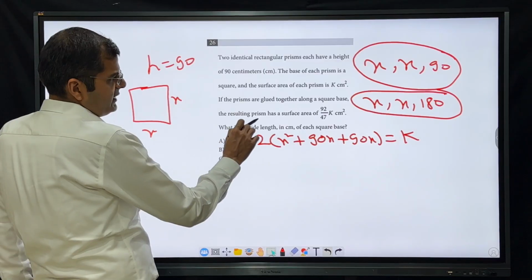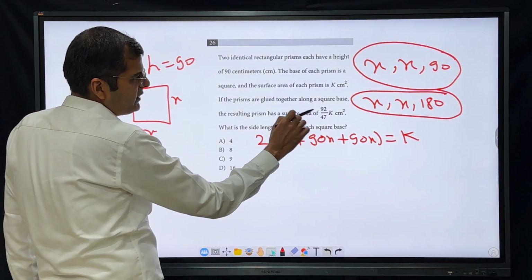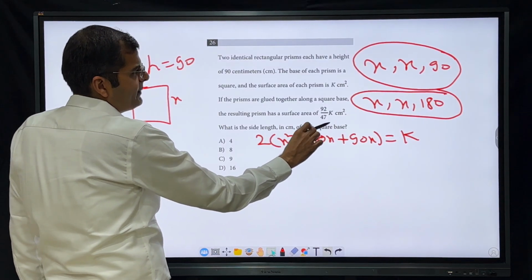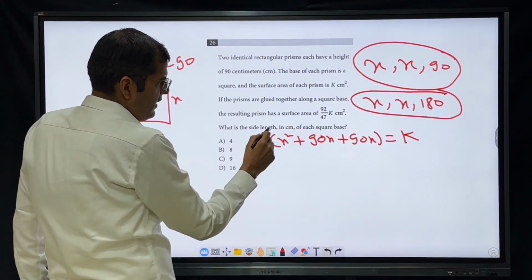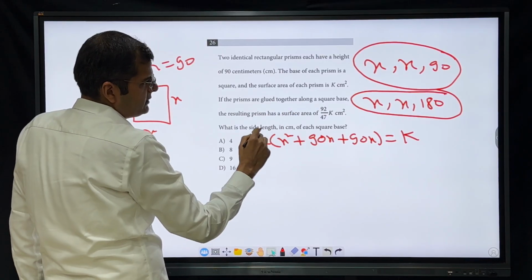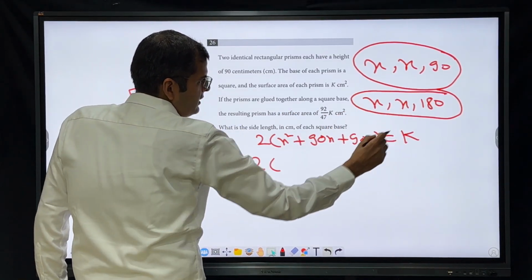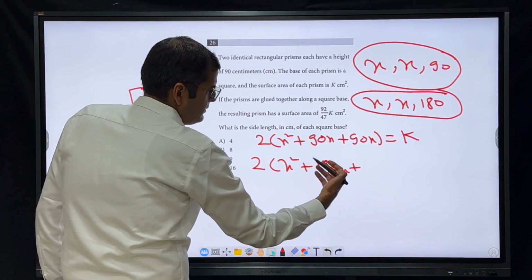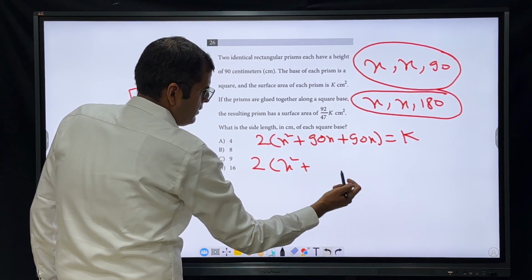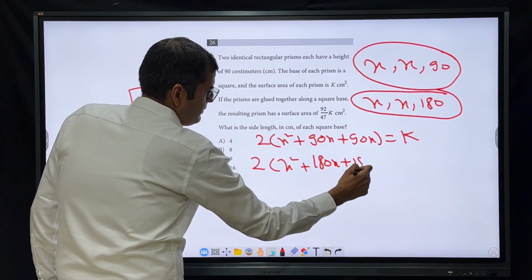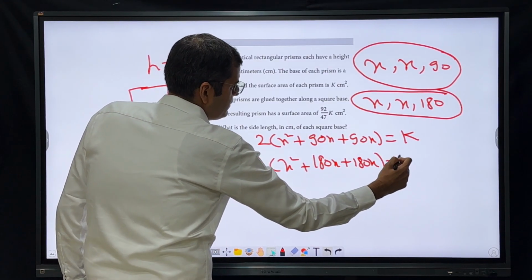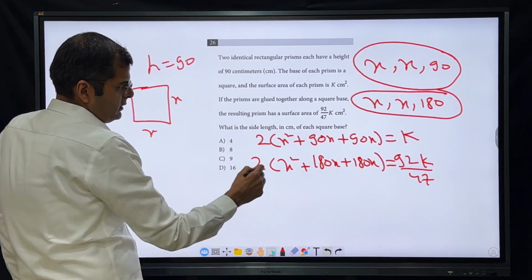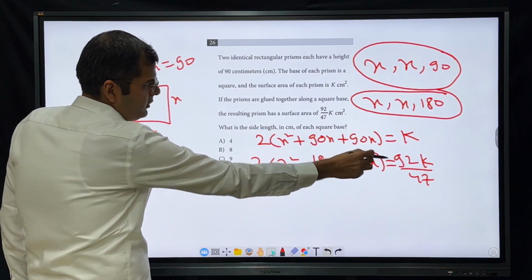The resulting surface area becomes 92 by 47 k. What is the length of each side in centimeters of the square base? So we have to find x basically. So from the second situation, I get 2 times x squared plus 180x plus 180x is equal to 92k upon 47. From here I know what k is, so I'll put k as that.